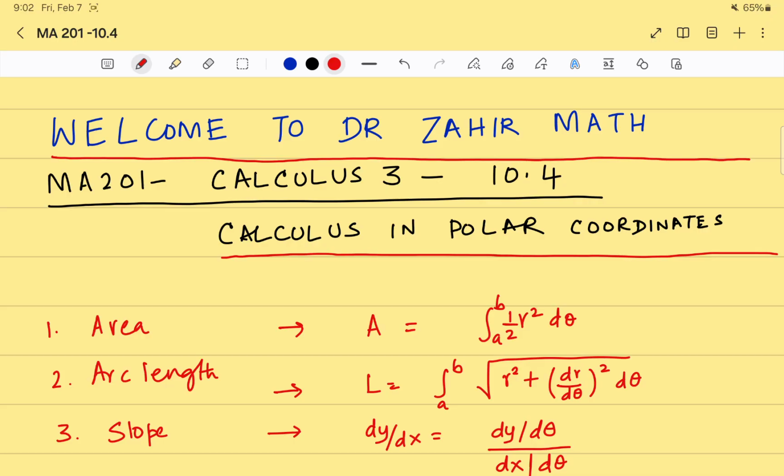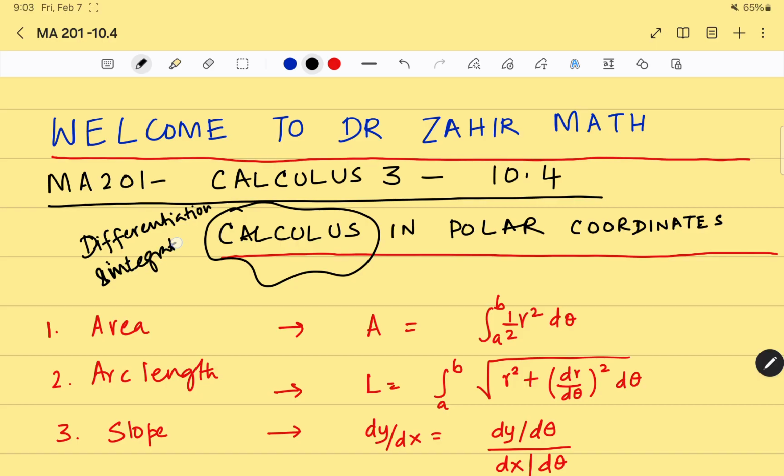Right, let's start. Calculus in polar coordinates. What do you mean by calculus in polar coordinates? Calculus means, as I told you, differentiation and integration. So we are going to study differentiation and integration in polar coordinates.